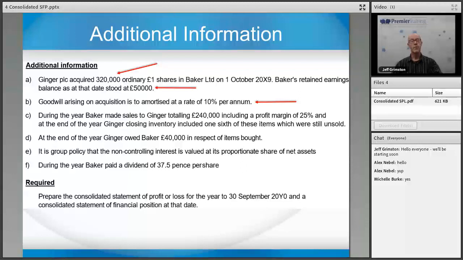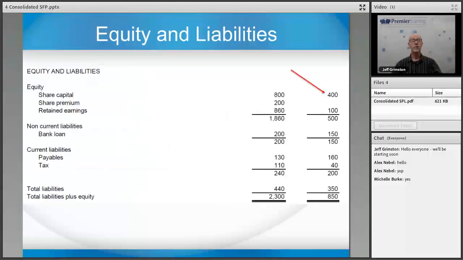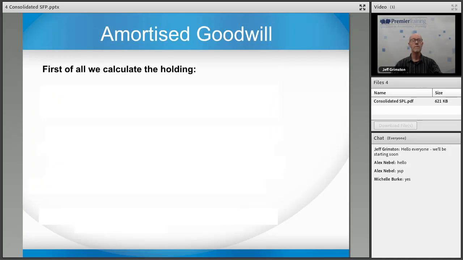So if Ginger has bought 320,000 ordinary £1 shares, we need to know how many shares that is out of the total. So if we look at the data again, sure enough, the equity of Baker Limited comprises 400,000 £1 shares. So put these together. The holding, 320 out of 400, that's an 80% holding.